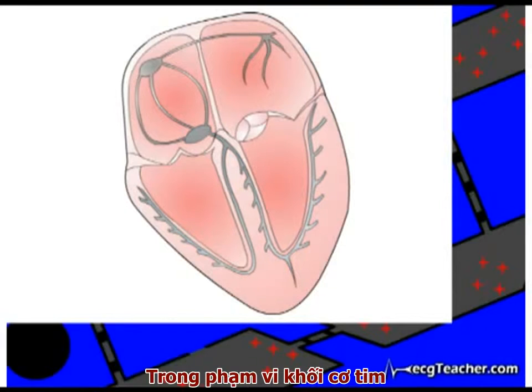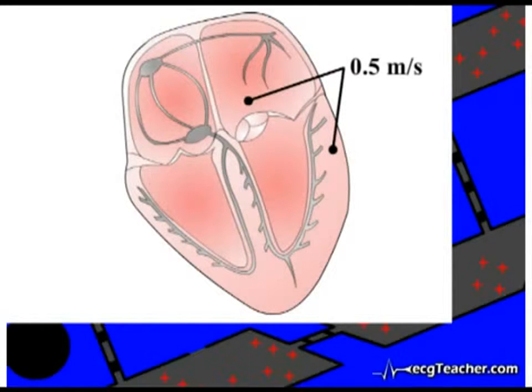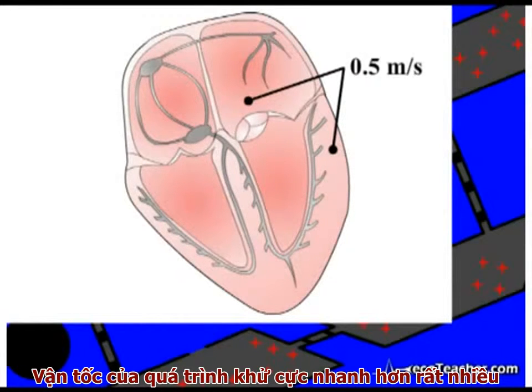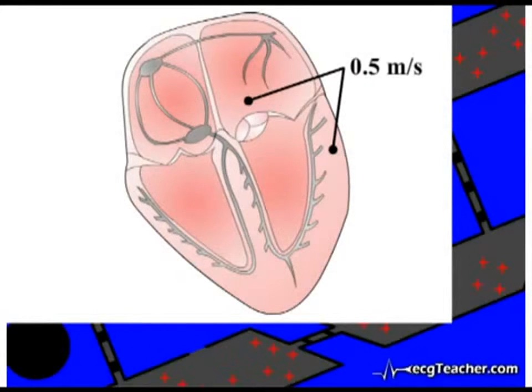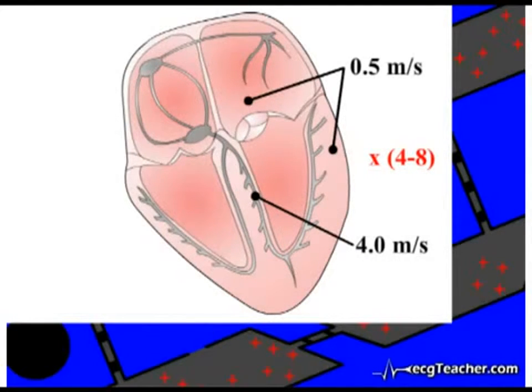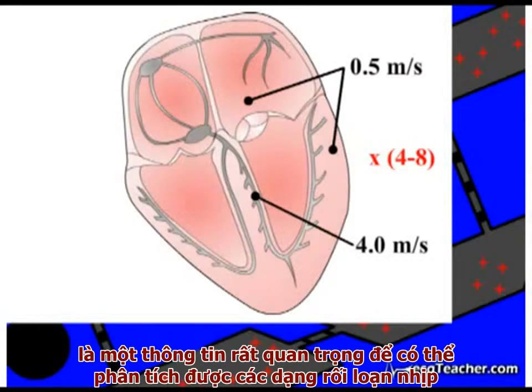Within the myocardium, depolarization spreads from cell to cell at a rate of approximately 0.5 meters per second. However, within the components of the ventricular conducting system, the velocity of conduction of depolarization is more rapid, between 4 and 8 times higher than that of muscle. This difference in conduction velocities between myocardium and the specialized ventricular conducting system is central to understanding the ECG analysis of arrhythmias.